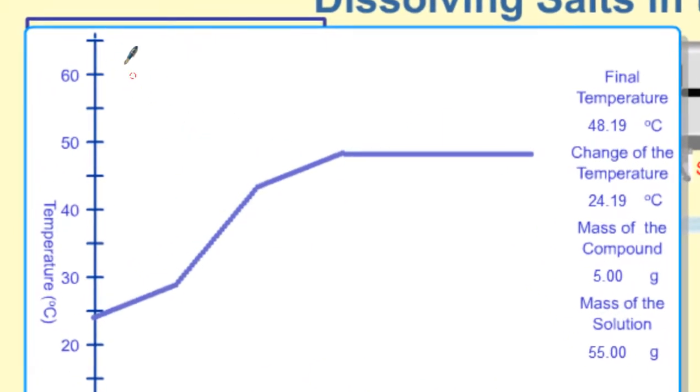So let's look at the math behind this. We have 5 grams of NaOH. We're going to divide that by 40 grams per mole.